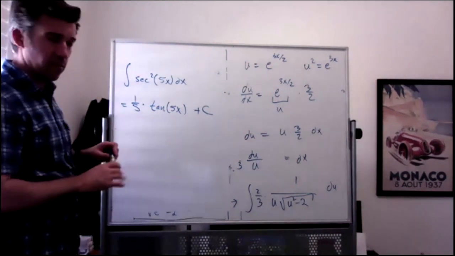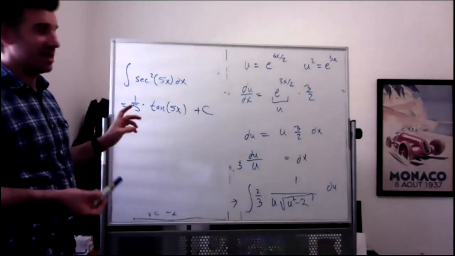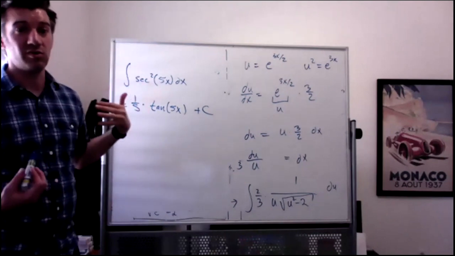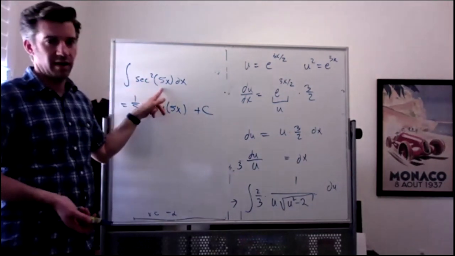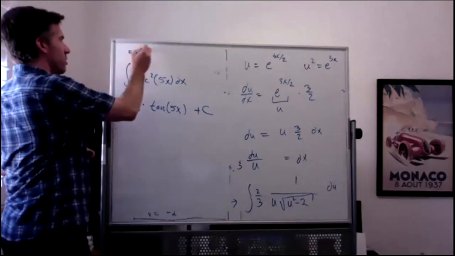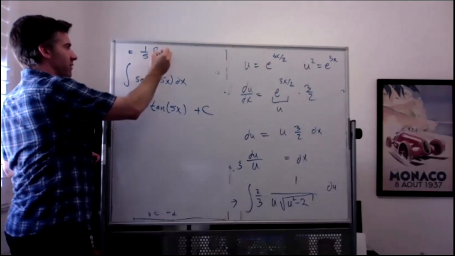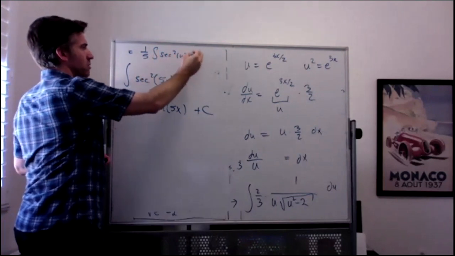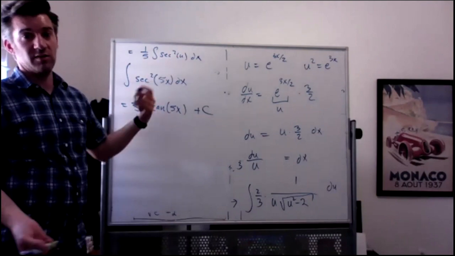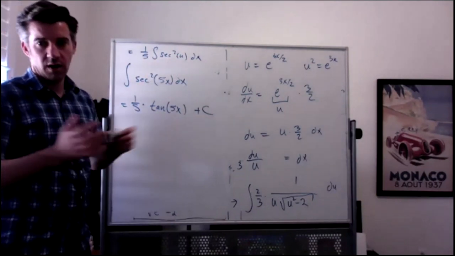So I'll talk a little bit more about mini u subs next time, just because you don't want to have to do a u substitution here, right? It's time consuming to say, okay, u equals 5x, and du equals 5 dx, and do the whole thing, and change this to 1/5 the integral of secant squared of u. And then integrate this and get 1/5 tangent of u, which is 1/5 tangent of 5x. So, all right, I've said enough.